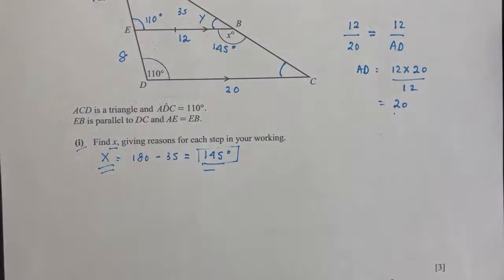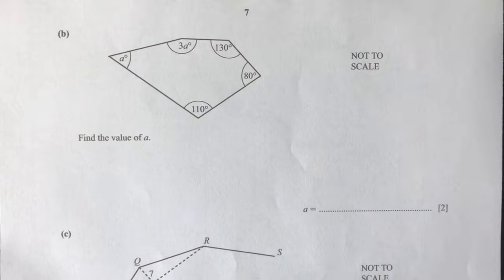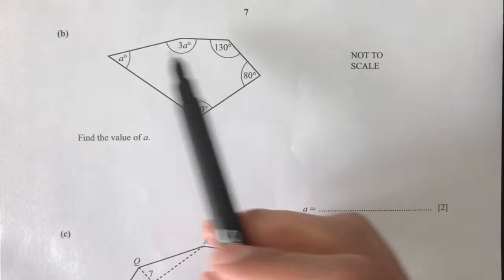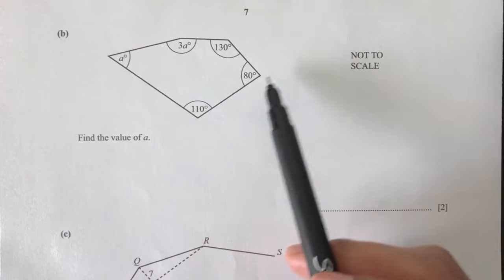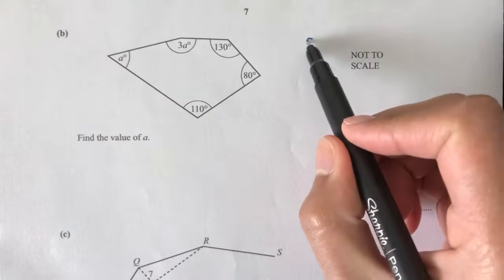Now let's move on to part B. In part B, we have this shape. Let's count the number of sides. It has 1, 2, 3, 4, 5 sides. It has 5 sides.